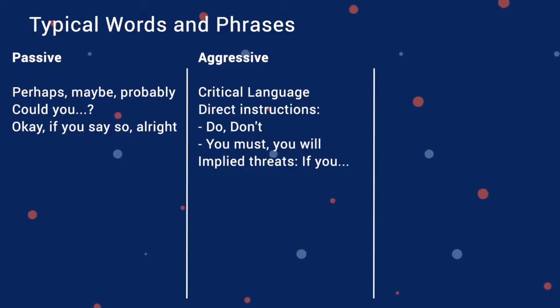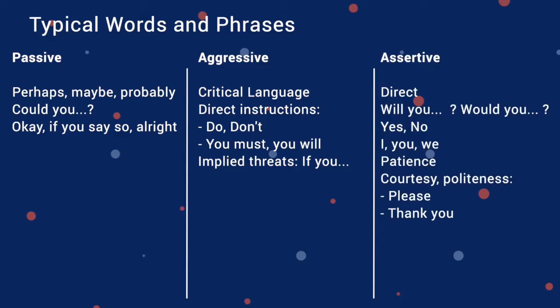So what kind of words and language can we expect if someone is genuinely being assertive? Everything is direct, but not so direct it's blunt. Requests are framed as will you or would you. Clear answers are indicated by a yes and a no. The speaker will take responsibility using the word I, but also being direct and using the word you, and you'll also hear the word we to be inclusive, respectful of both sides. Finally, a very clear sign of assertive behavior is patience and courtesy, and therefore in terms of the words, you can expect politeness, please, and thank you.